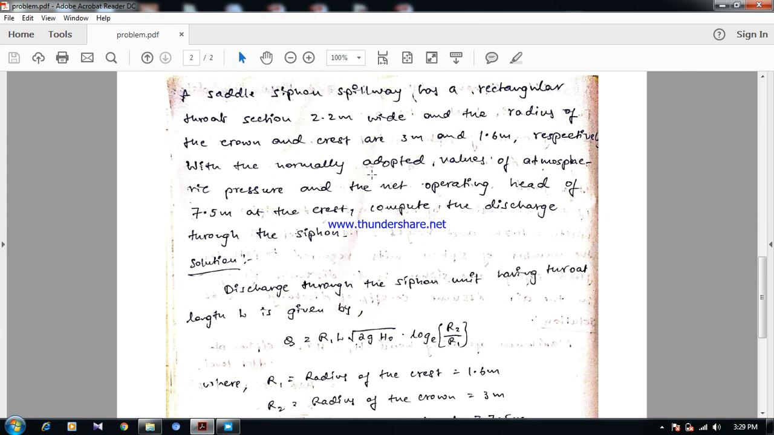Second problem. A saddle siphon spillway has a rectangular throat section 2.2 meter wide and the radius of the crown and crest are 3 meter and 1.6 meter respectively. With the normally adopted values of atmospheric pressure and the net operating head of 7.5 meter at the crest, compute the discharge through the siphon.